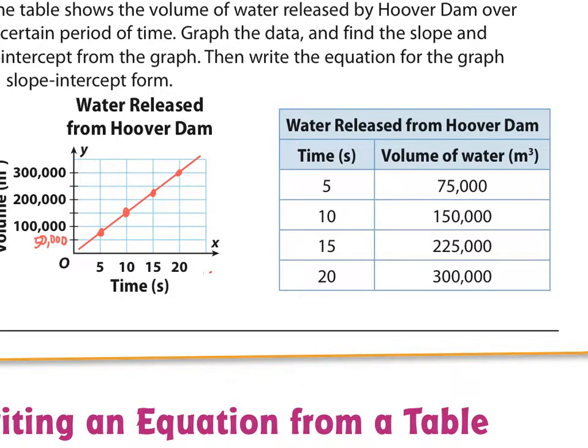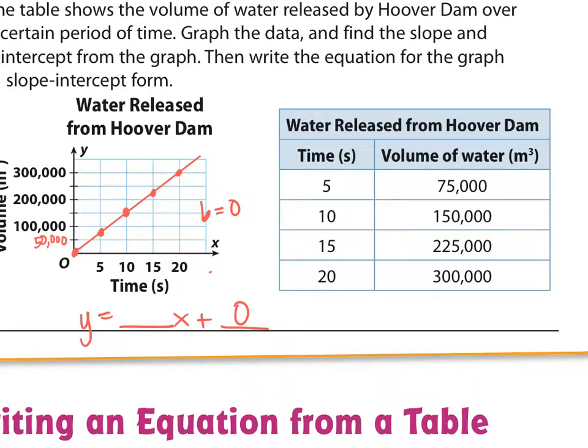Okay, all I got to do is divide the y divided by x. That means if I do 75,000 divided by 5, 150,000 divided by 10, and so on, I'm going to get the same thing over and over again. So I know my y-intercept is going to be 0. So if I'm filling out my y equals mx plus b, I know that my b is going to be 0. Okay, so that's right here, b equals 0.